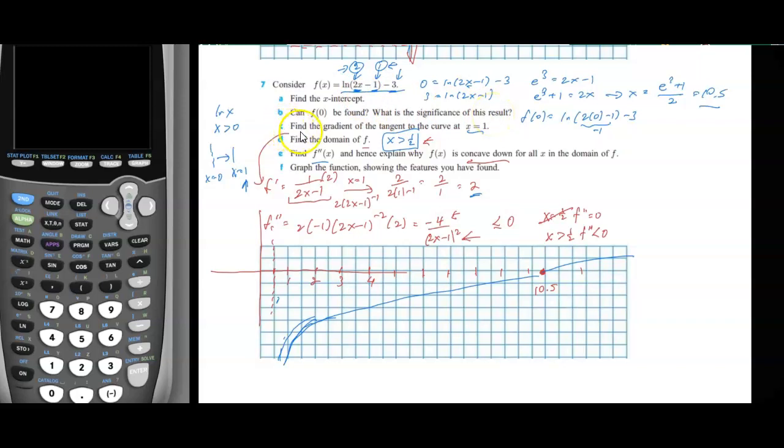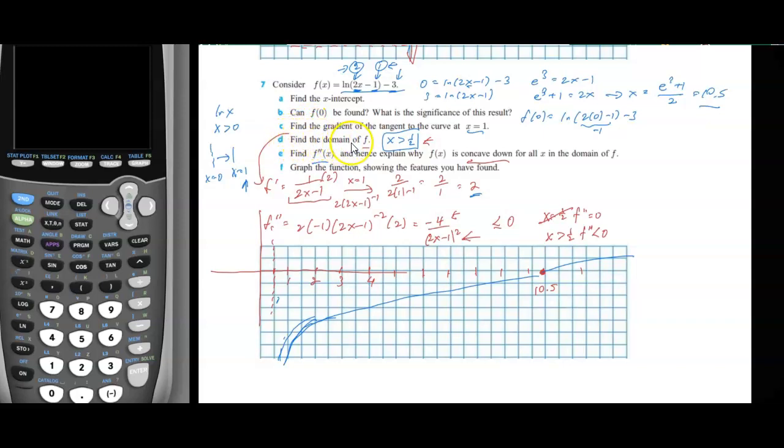Okay, what about C? Find the gradient of the tangent to the curve at x equals 1. Okay, now they want us to take the derivative because gradient of the tangent is the same thing as the derivative function. So let's find the derivative of this function. So natural log of something minus 3. Natural log of something, the derivative would be 1 over something. And then we do the chain rule. Chain rule of 2x minus 1 would be 2 in the numerator. So this is our derivative. Then they want the derivative at x equals 1, so we're going to plug in x equals 1, which is 2 over (2 times 1 minus 1), which is 2 over 1, which is 2. So the derivative at x equals 1 happens to be slope 2.